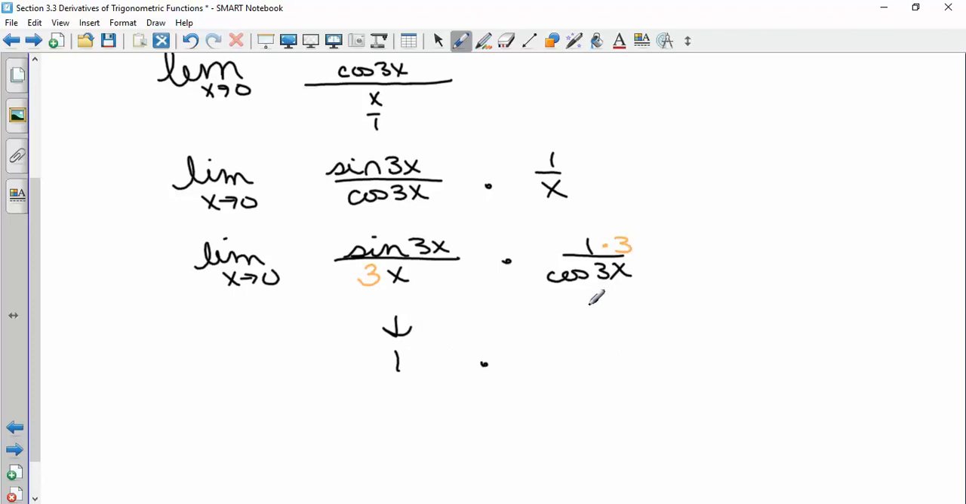Right, this is 3 over 3 times 0 is 0. What is the cosine of 0? 1. Oh, good.